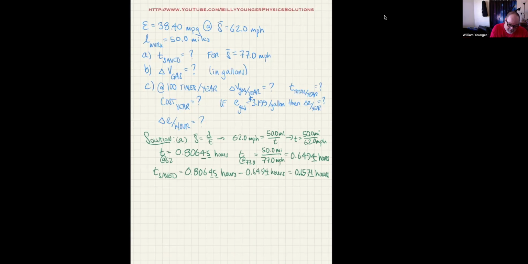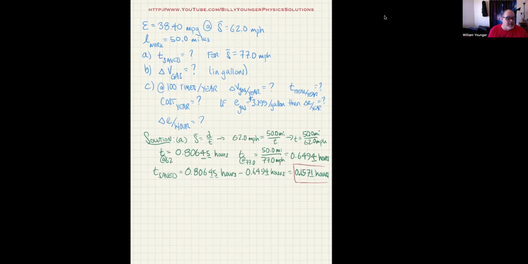If I multiply that by 60, just to give you a ballpark figure, saving about 9 minutes. So that might actually be worthwhile. But anyways, we'll worry about that later. So I now have 0.1571 hours saved. I'm going to box that off in red because that is the actual answer to the question. The question said, how much time did you save compared to averaging 62 miles per hour?